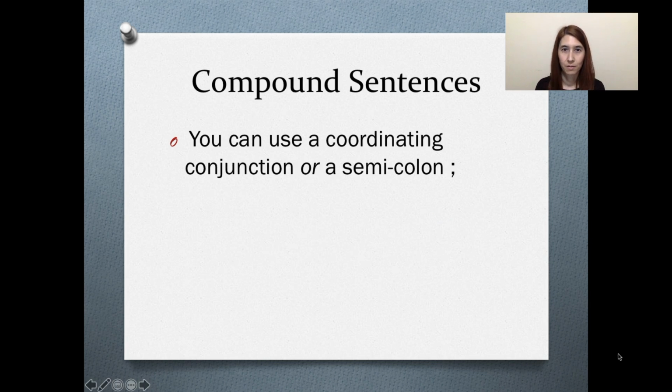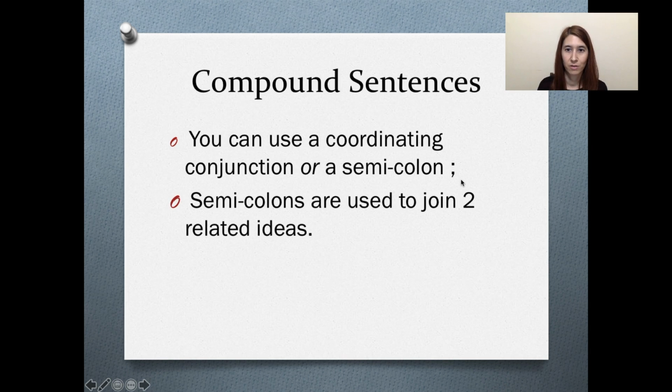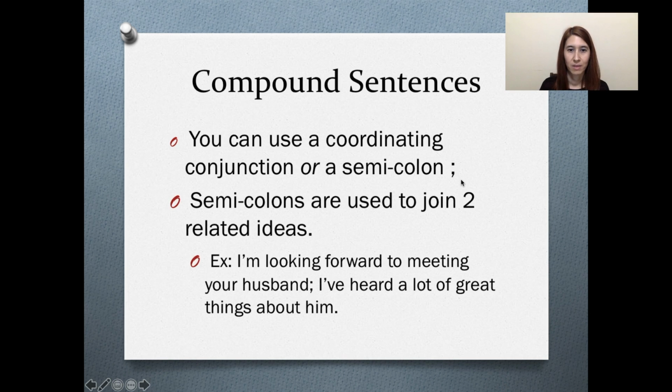For compound sentences, you can use a coordinating conjunction or a semicolon. This is what a semicolon looks like. Semicolons are used to join 2 related ideas. For example, I'm looking forward to meeting your husband. I've heard a lot of great things about him. So we can use the semicolon to connect these 2 sentences.